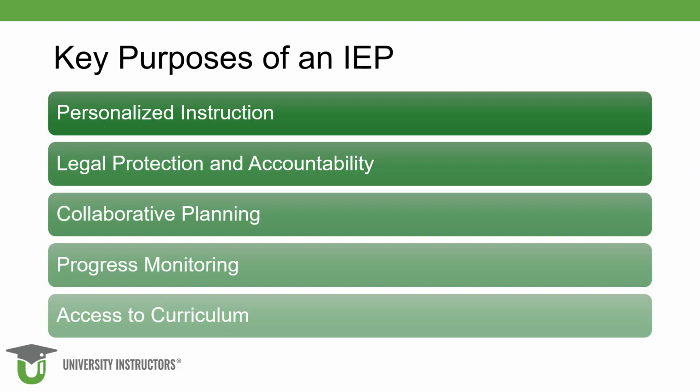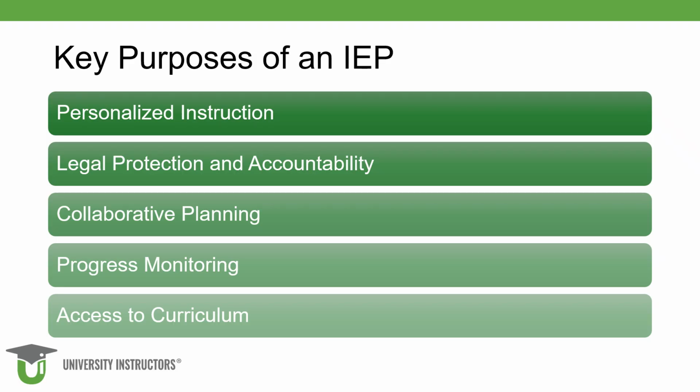An IEP has several key purposes. Personalized instruction outlines specific goals, accommodations, modifications, and services designed to help the student succeed in the least restrictive environment. Legal protection and accountability: the IEP is a legally binding document that ensures schools comply with the Individuals with Disabilities Education Act, the IDEA, safeguarding the rights of students and their families.